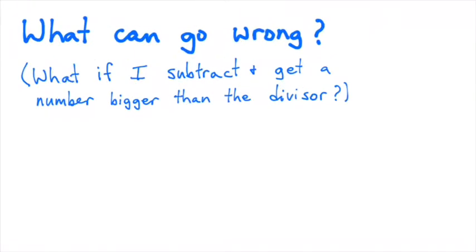And here's another problem students run into. What if I go through the guessing process and then I multiply back, and after I subtract, the number I have is still bigger than the divisor? That's a problem, because then when we pull down, then we have a mess. So let's try dividing 375 divided by 7.